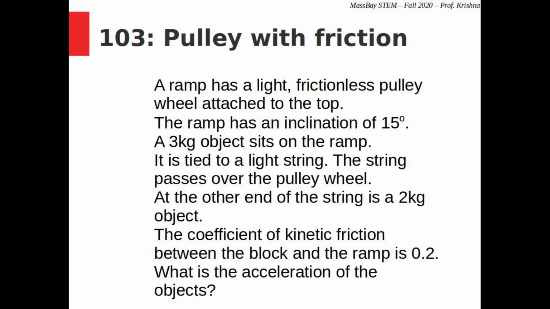And now let us apply friction here as well. A ramp has a light frictionless pulley wheel attached to the top. It has an inclination of 15 degrees as before. A 3 kilogram object sits on it as before, again tied to a light string passing over the pulley wheel attached to a 2 kilogram object. But this time, the coefficient of kinetic friction between the block and the ramp is 0.2. What is the acceleration of these objects?